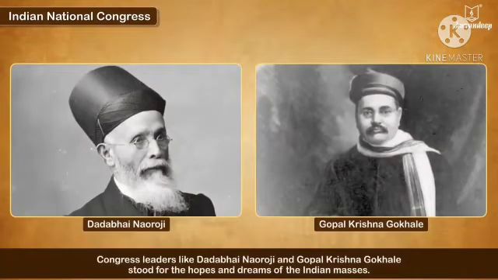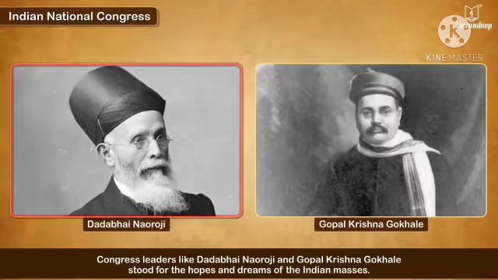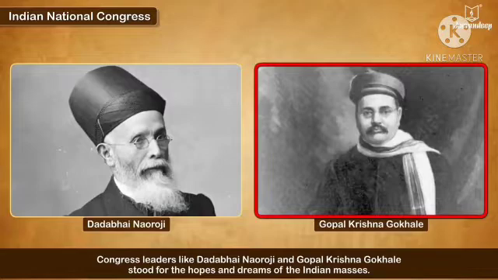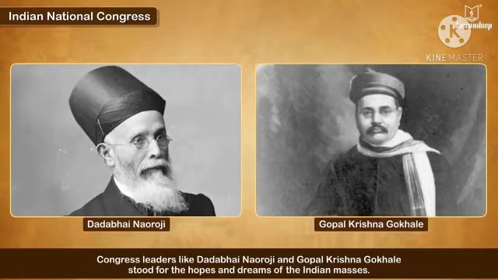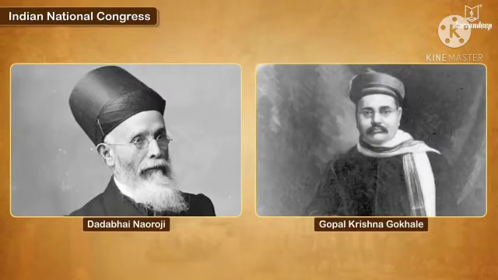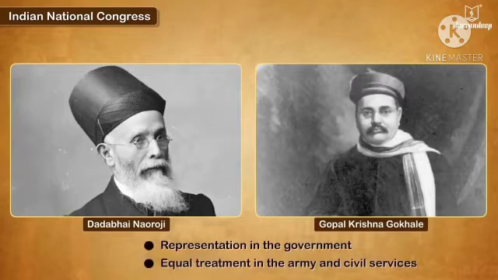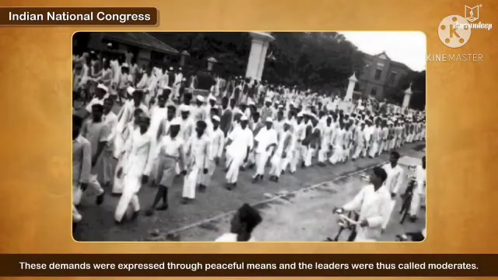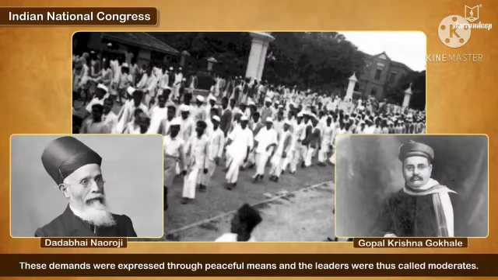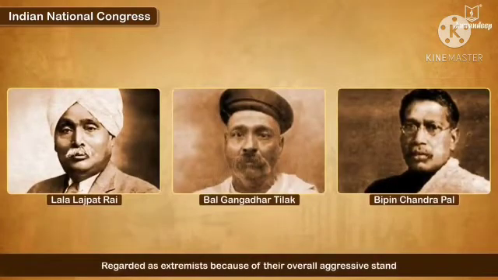The Congress leaders like Dadabhai Naoroji and Gopal Krishna Gokhale stood for the hopes and dreams of the Indian masses. The demands made by these leaders were simple, like representation in the government, equal treatment in the army, and civil services. These demands were expressed through peaceful means, and leaders were thus called moderates.